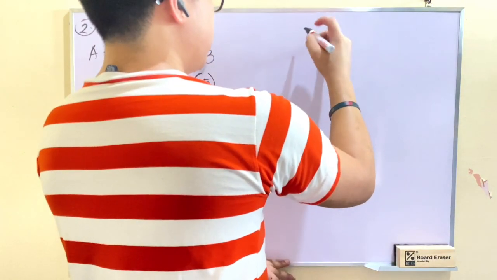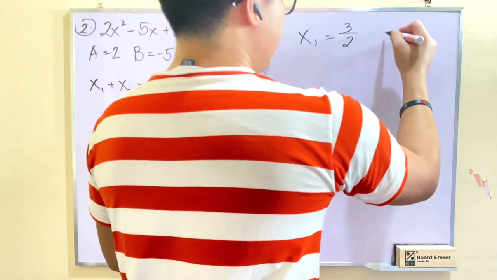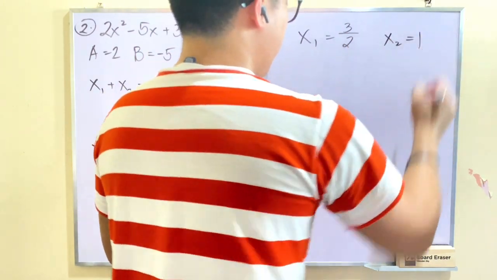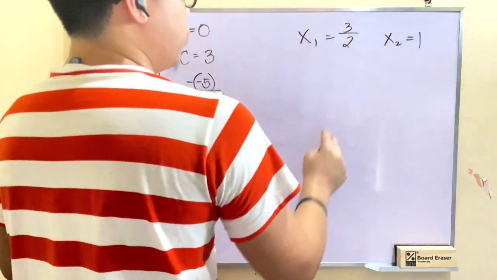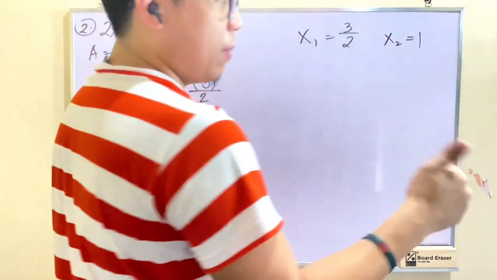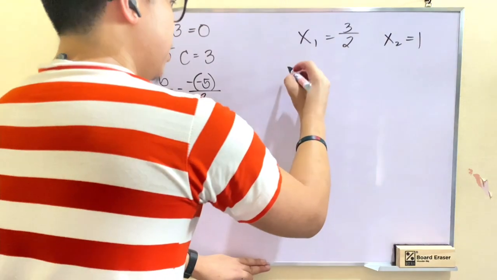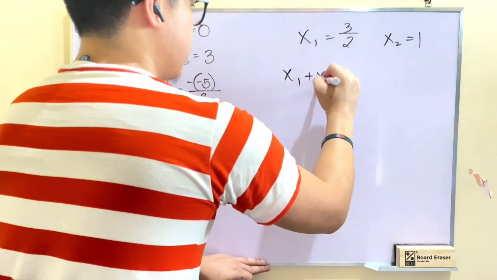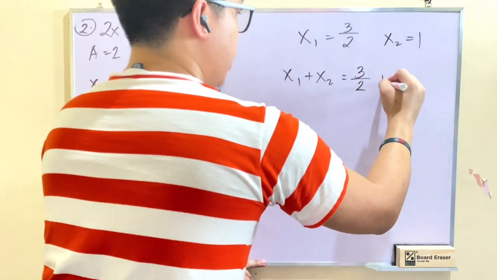Okay, ang nakuha nating roots ay x sub 1 is equals to 3 divided by 2, and x sub 2 is 1. Tandaan mga bata, maaaring ang x sub 1 mo is 1 and x sub 2 is 3 over 2. Basta makuha mo tong dalawang value na ito, tama yung roots na nakuha mo. Hanapin natin ang sum ng dalawang roots, x sub 1 plus x sub 2. So, 3 over 2 plus 1.